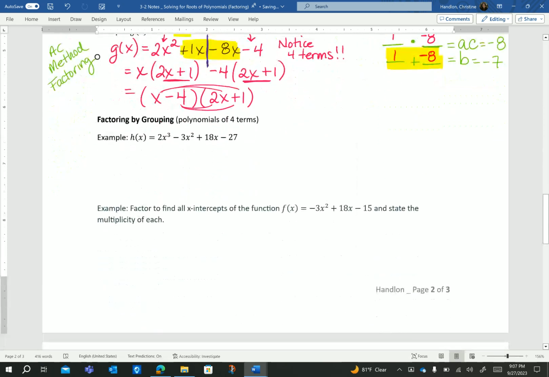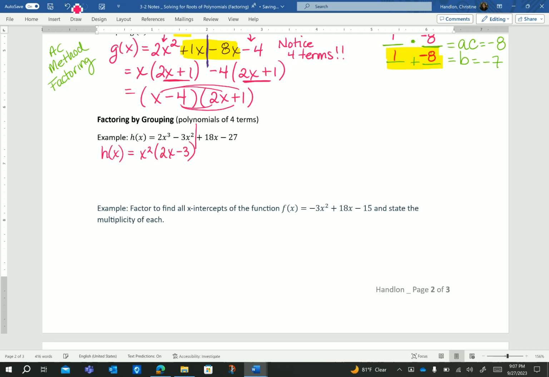Factoring by grouping. So here's an example. Let me put the dividing line in a different spot actually. Let's put the dividing line right here. Okay? So 2x cubed minus 3x squared. 2x cubed is positive, so I know my GCF has to be positive. The GCF here is an x squared. So I'm going to put 2x minus 3.